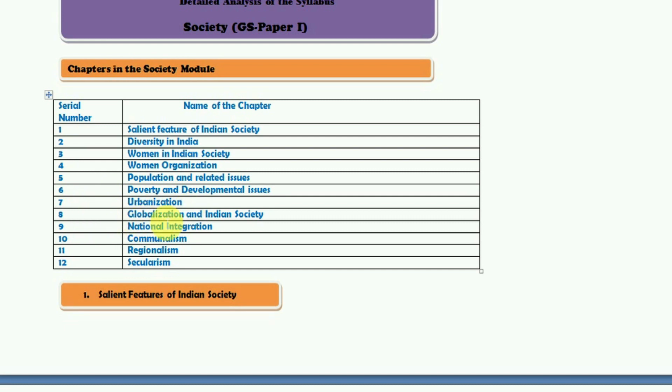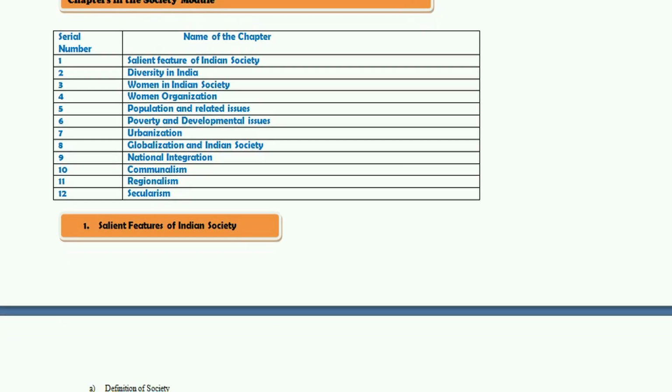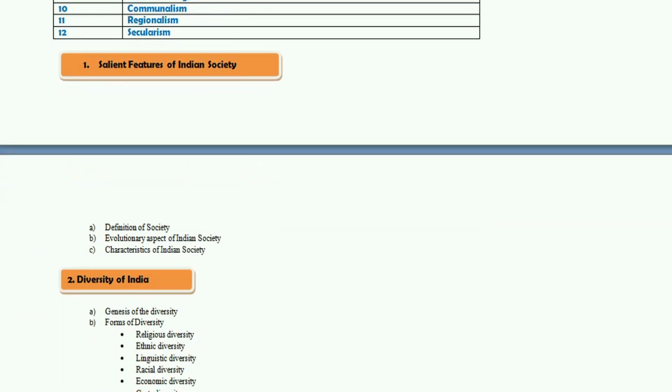Eighth chapter is globalization and Indian society. Ninth chapter is the national integration. Tenth is communalism. Eleventh chapter is regionalism. Twelfth chapter is secularism. Besides that, two more chapters are there. These are associated with the contemporary issues of Indian society as well as casteism, even though it is not explicitly mentioned in the UPSC syllabus, but we have taken it because you may get some questions from that area also. So now we are going to see all these chapters one by one.